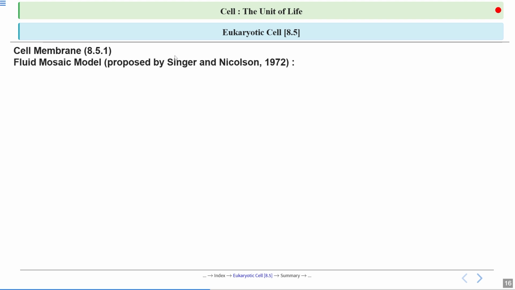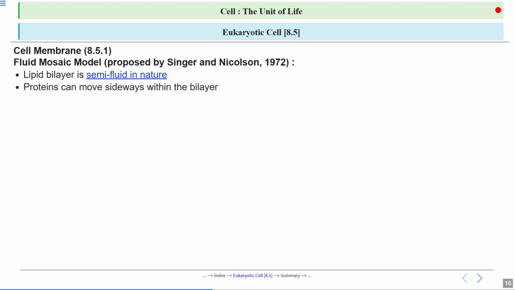The fluid mosaic model was proposed by Singer and Nicolson in 1972. They said that the plasma membrane consists of a lipid bilayer and is semi-fluid in nature. This semi-fluid nature helps the proteins to travel within the plasma membrane as well. These proteins help in the transport of materials as well. Proteins can move sideways within the bilayer because the plasma membrane is semi-fluid in nature.